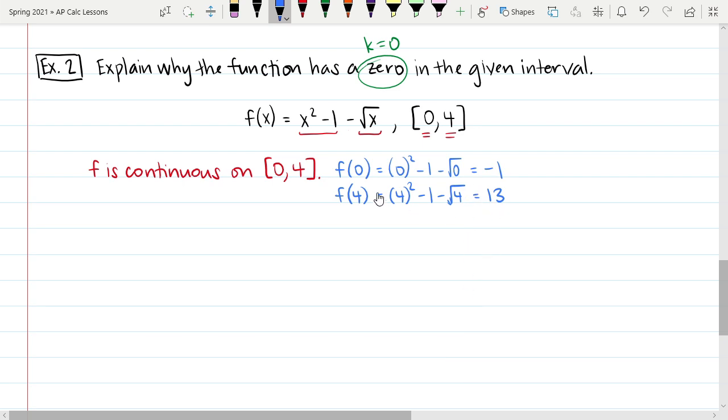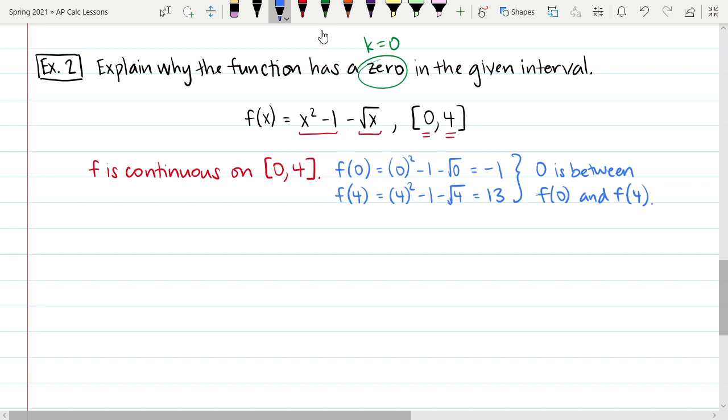So now we can see that f of 0 is -1, f of 4 is 13, and clearly we can state that 0, which is our k, is between f of 0 and f of 4. So 0 is between f of 0, which is -1, and f of 4, which is 13. So now I have stated that both of the conditions for the IVT are met.